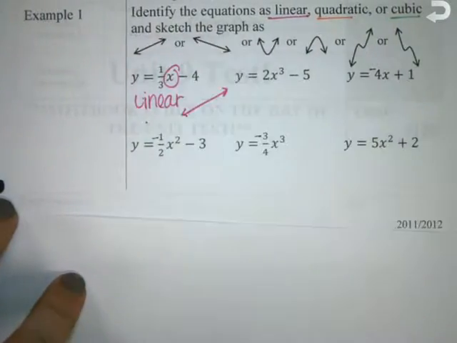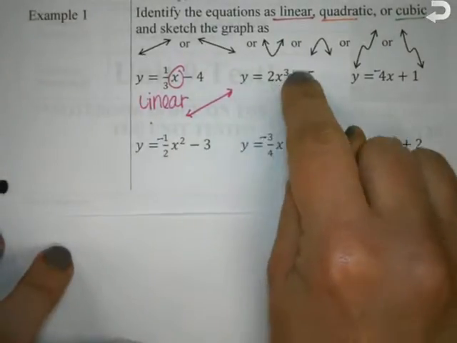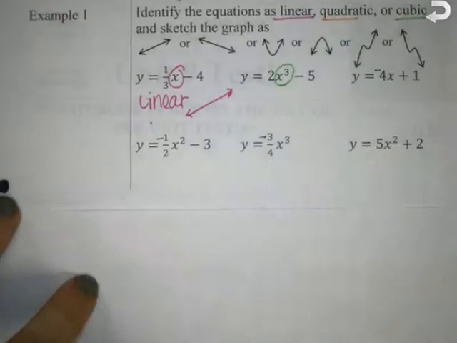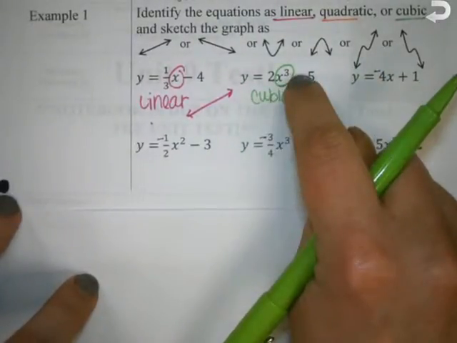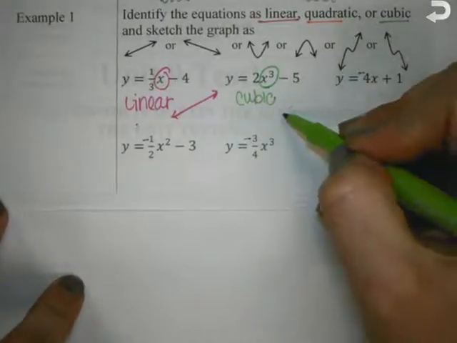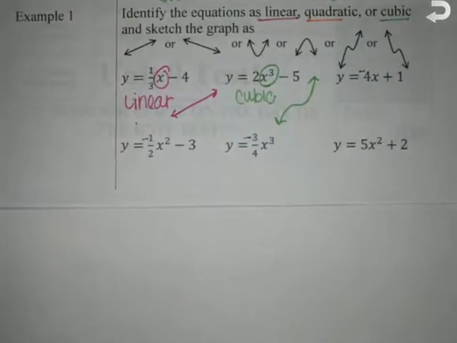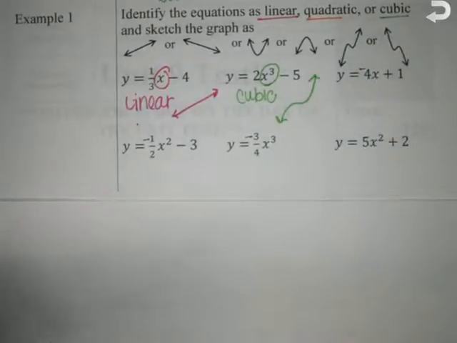Next one. y equals 2x to the third minus 5. Is that linear, quadratic, or cubic? Cubic. Very good, cubic, because we have an x cubed here. Now look at it. I have 2x to the third. Is that positive or negative? Positive. So we're going to be drawing the uphill one. There are two different ways to draw it. This one is going uphill, this one's going downhill, because we always read them from left to right.